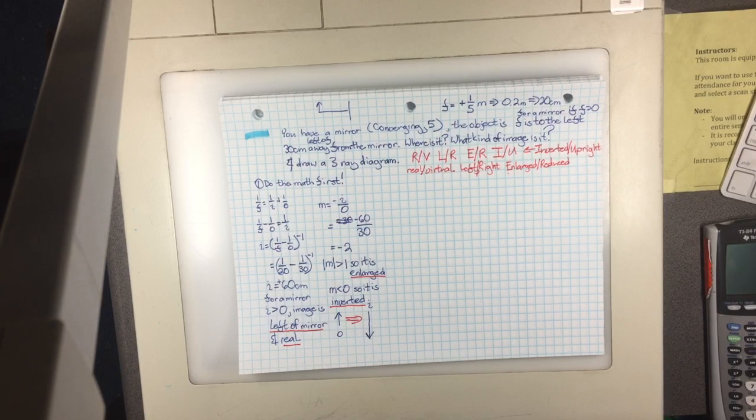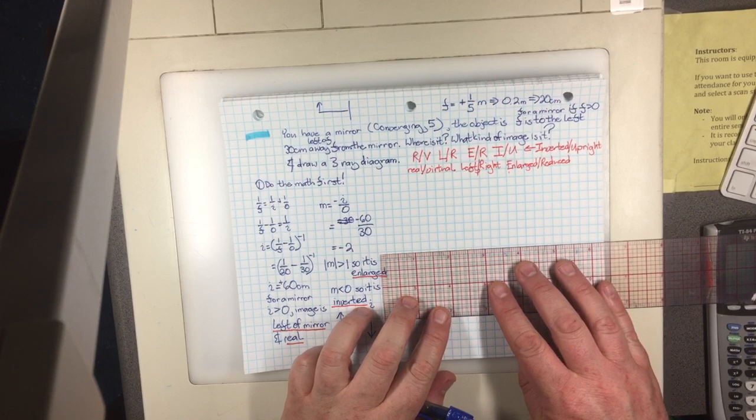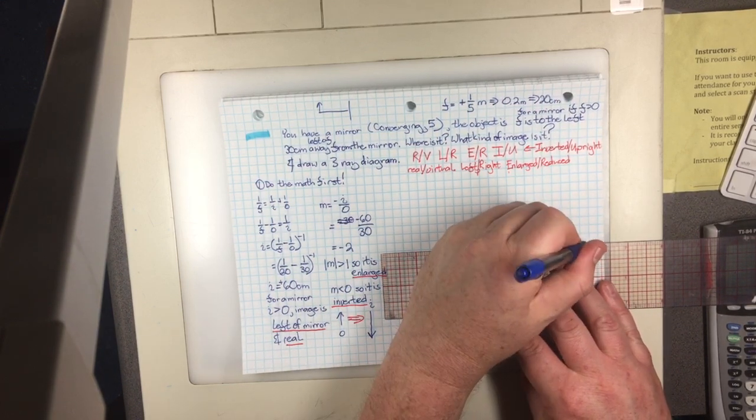So we have basically done all the numbers and identified all the descriptions of what's going on. This should be an image that's to the left of the mirror. It should be inverted. It should be enlarged. So now we can start drawing the image and the object. The first thing I do is I draw the optical axis.